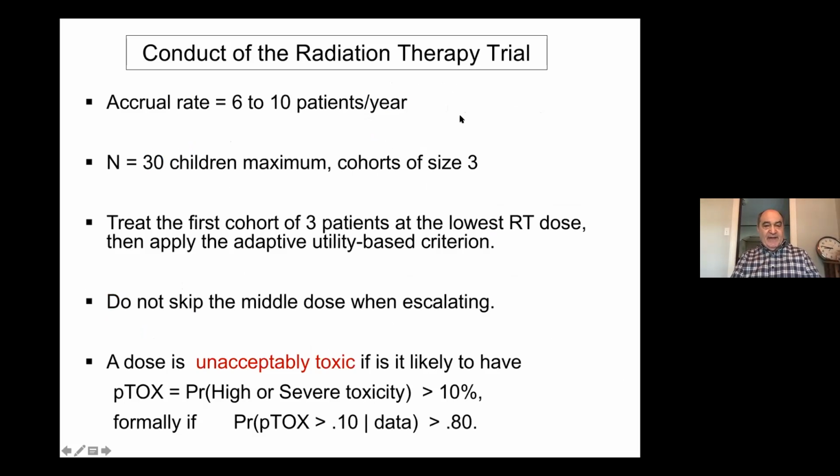There was an accrual rate of 6 to 10 per year, sample size of 30 max, cohorts of 3. We started at the lowest radiation dose. There were 3 of them in terms of biologically equivalent dose, and we couldn't skip the middle dose when escalating. And then we had these rules that said the dose was unacceptably toxic if the probability of toxicity being high or severe was bigger than 10%. And there's the formal statement of it.